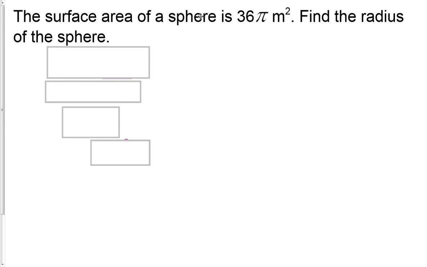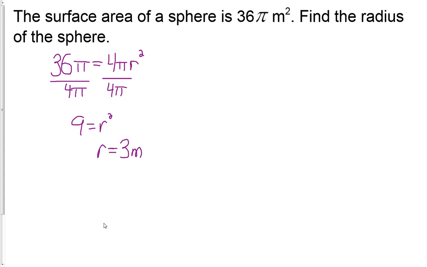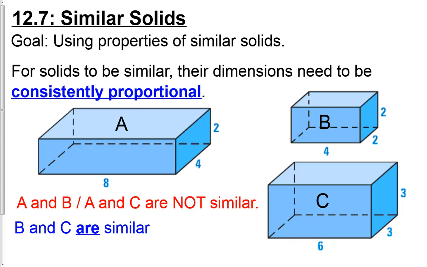We could go kind of backwards that way as well. So we've got 36 pi is 4 pi r squared. Divide by 4 pi on both sides. We're going to get 9 here. The pi's cancel. So 9 is what number squared? Radius is 3. And then we just grab the label, meters. So that is lesson 12.6.